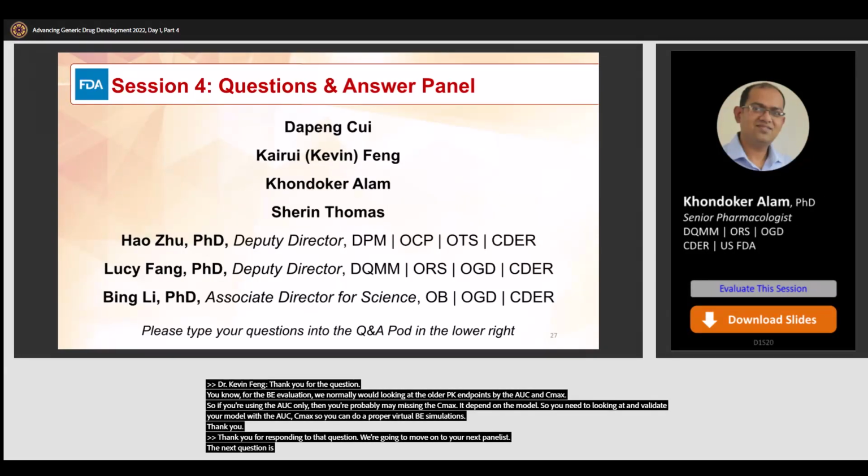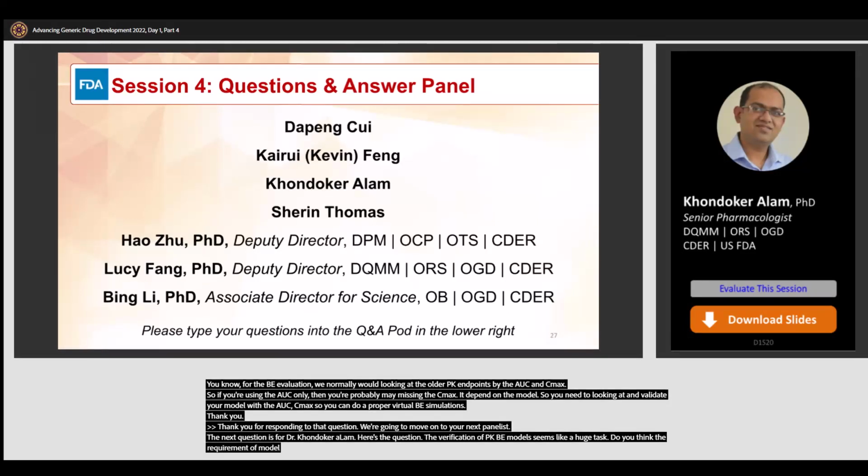Verification of PBPK model seems like a huge task. Do you think the requirement of model verification to satisfy FDA may discourage the generic drug developers to adopt PBPK modeling?